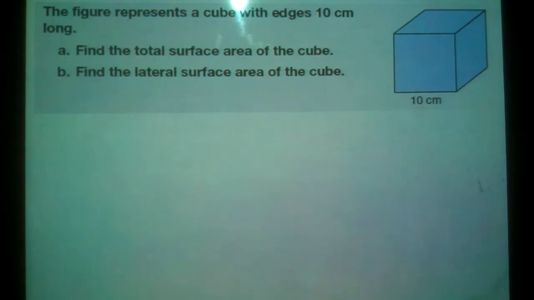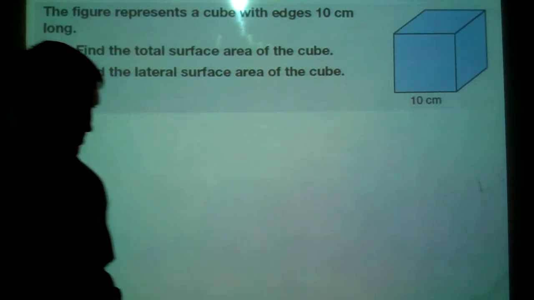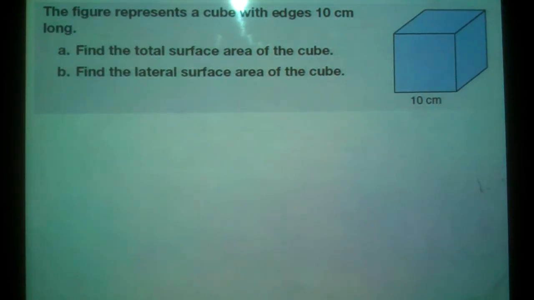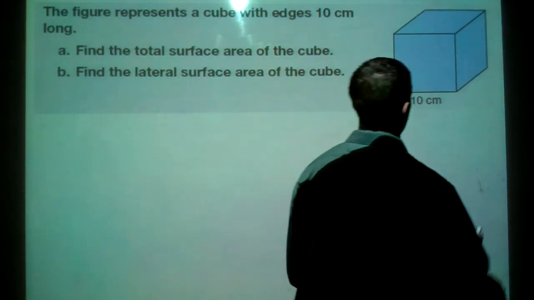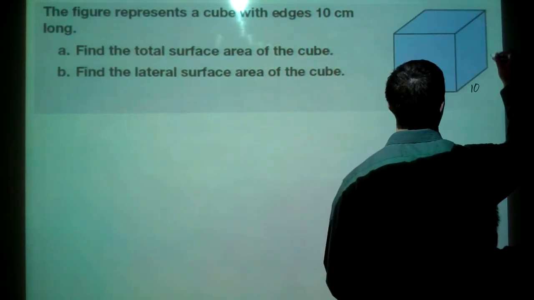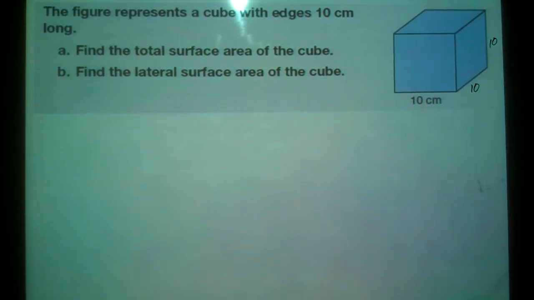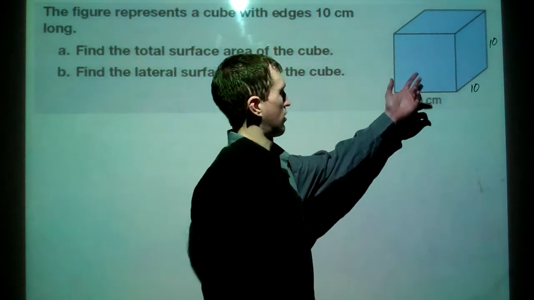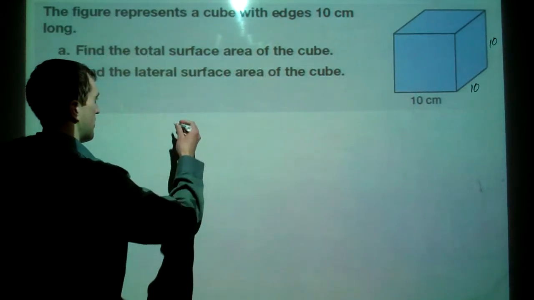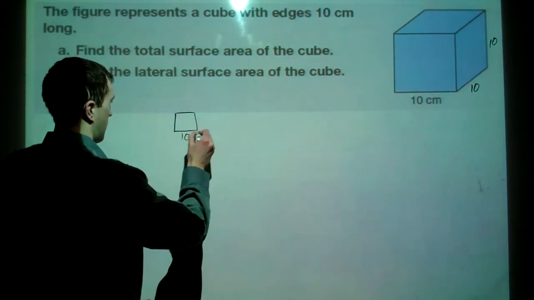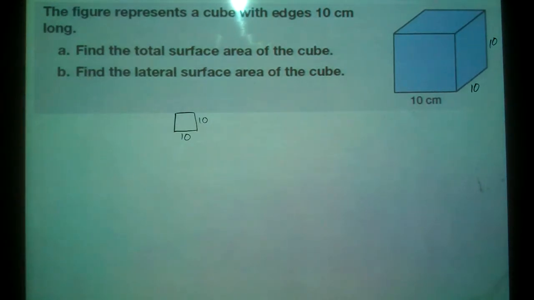So just to start us off, we have a cube here. Remember, a cube means we have all the same side lengths. So this is 10, this is 10, and every segment's 10. Alright? So cubes are nice to work with. First, they want us to find the total surface area of the cube. Well, let's just take a look at one of these squares here. I'm going to draw it small. We have a 10 by 10.